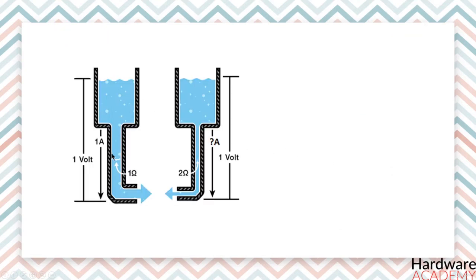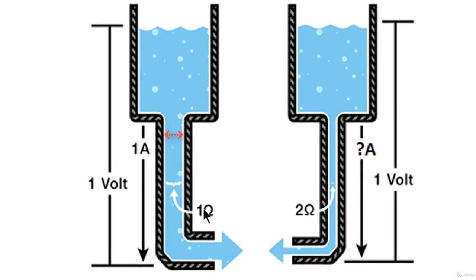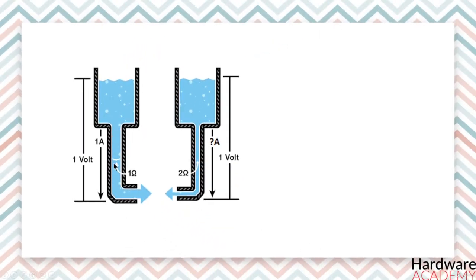Now let's say this represents our tank with a wide hose. The amount of water in the tank is defined as 1 volt, and the narrowness, in other words, the resistance to flow of the hose, is defined as 1 ohm. Now using Ohm's law, this gives us a flow of current of 1 ampere.